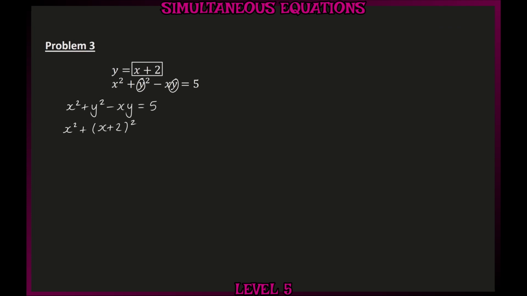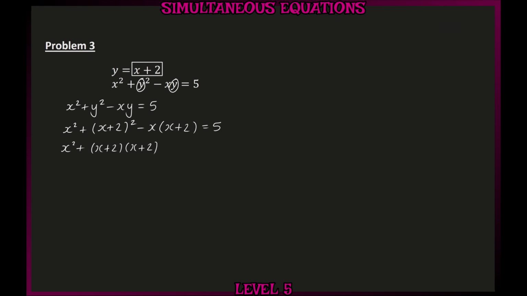We need to make sure we square that. Minus x, again multiplied by y, so we substitute this for x plus 2, is equal to 5. And we now have an equation that only has x's in. So we need to expand, simplify, and then solve. Now to start, the bracket that's squared can just be written as x plus 2 multiplied by x plus 2.